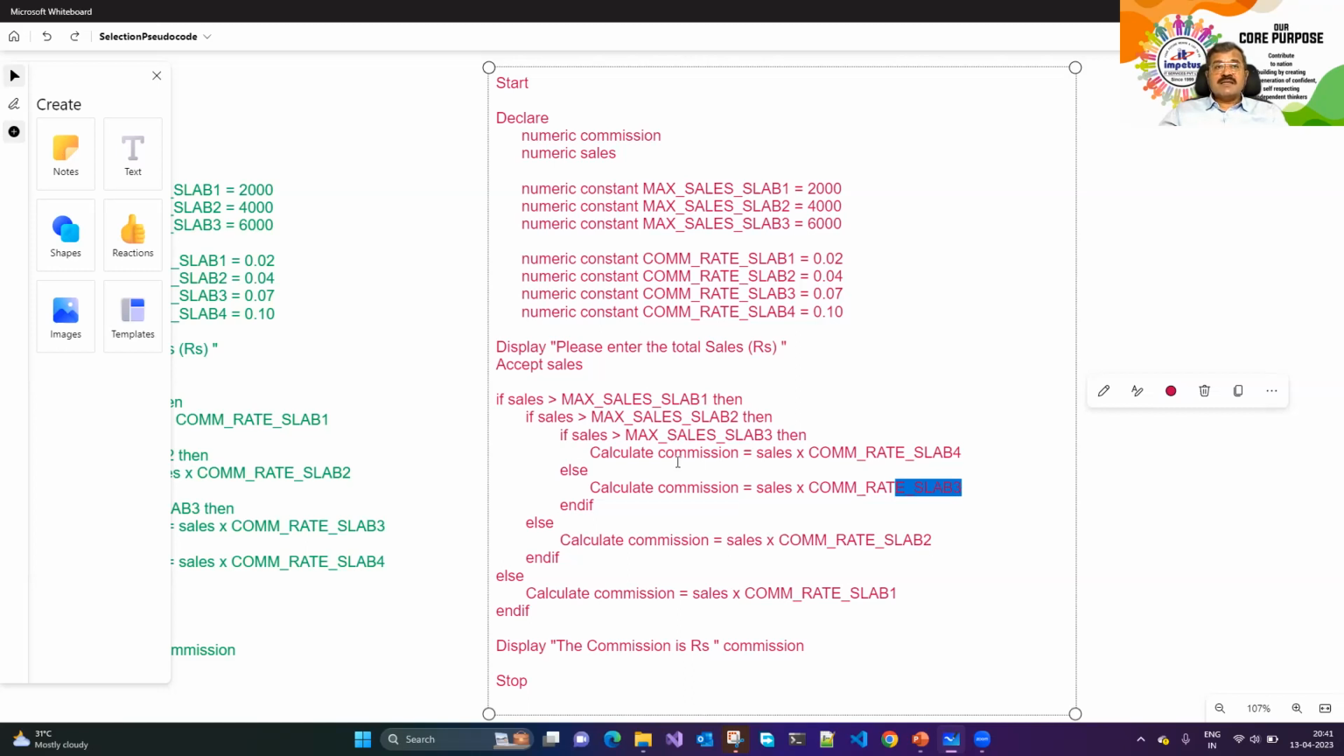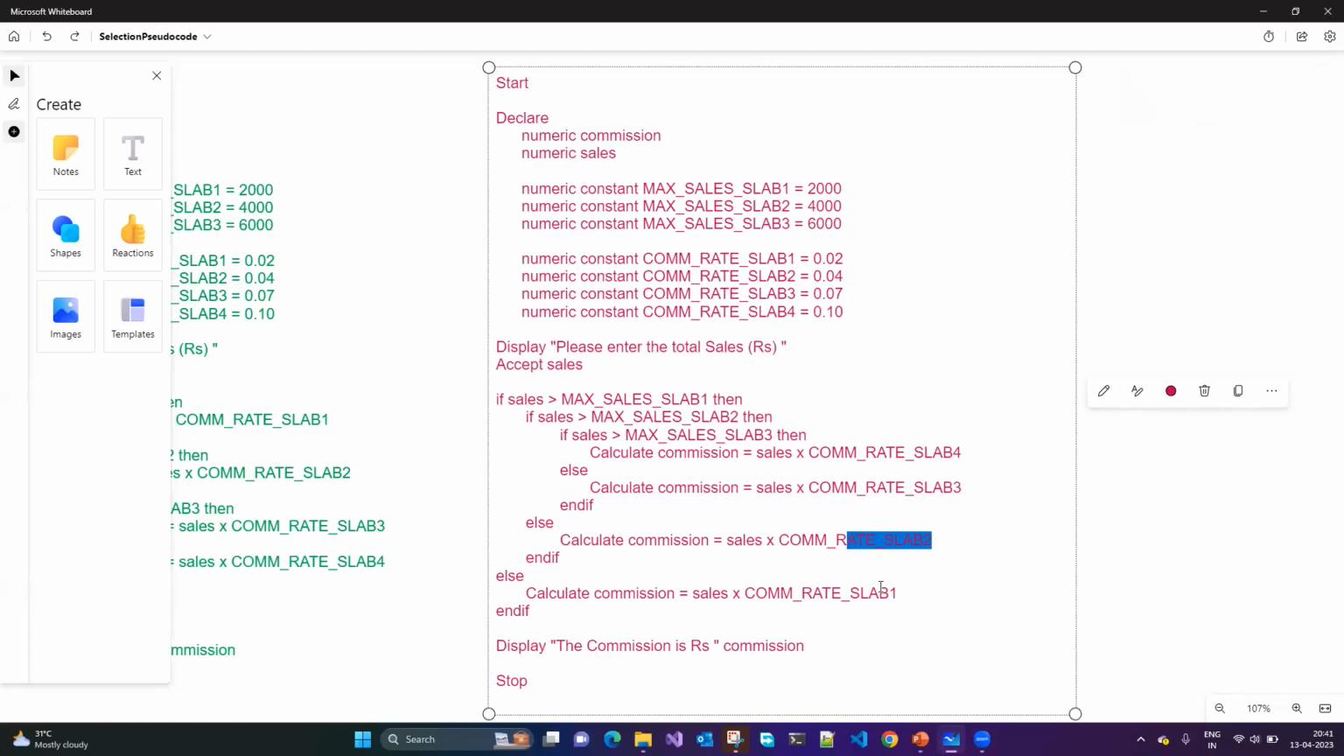Suppose somebody's sales are 3,000. Is 3,000 greater than 2,000? Yes. Is 3,000 greater than 4,000? No, false. If the condition is false, we go to its else part and we calculate commission at slab 2. And that is 4%. Exactly. So this is working right.